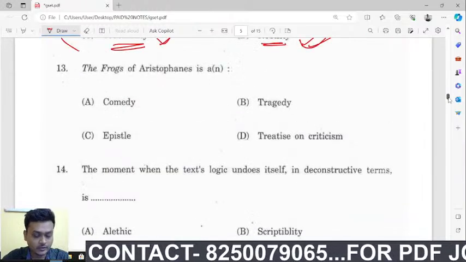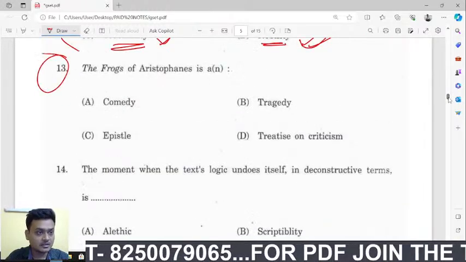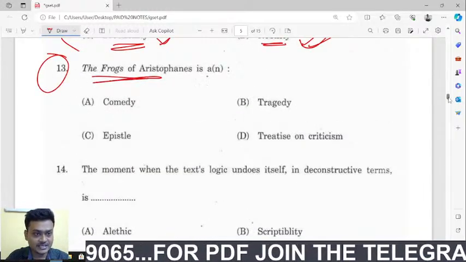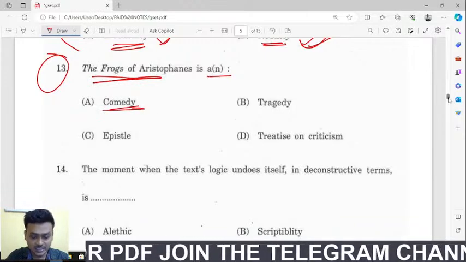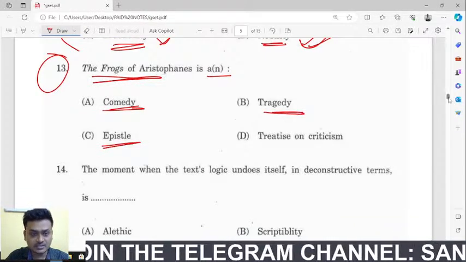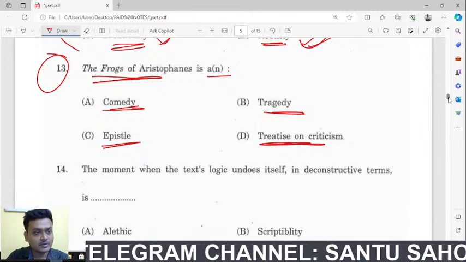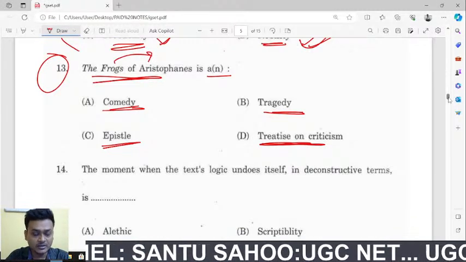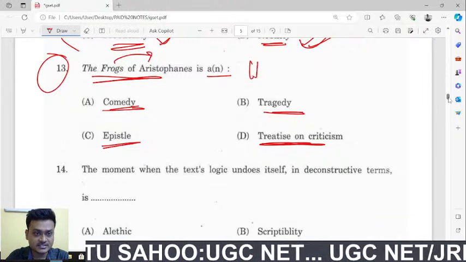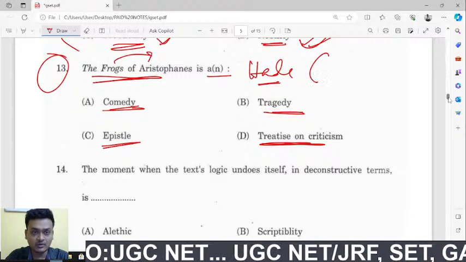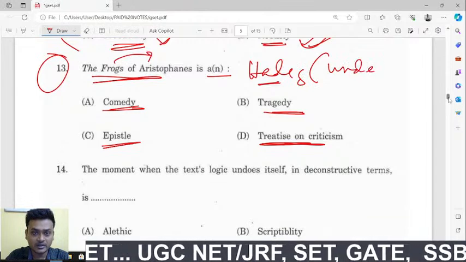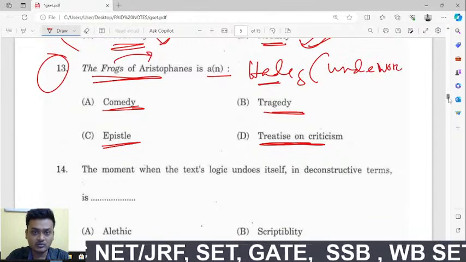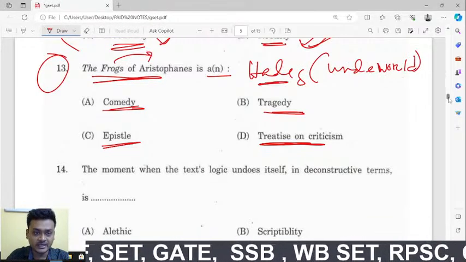Okay. Now here is question number 13. The Frogs of Aristophanes is a comedy, is an epistle, is a tragedy, is a treatise on criticism. Here the Frogs is actually where the god Dionysus is going to Hades, the underworld.